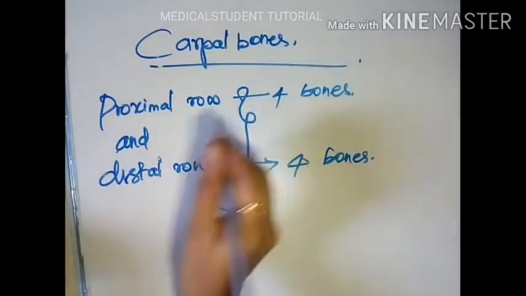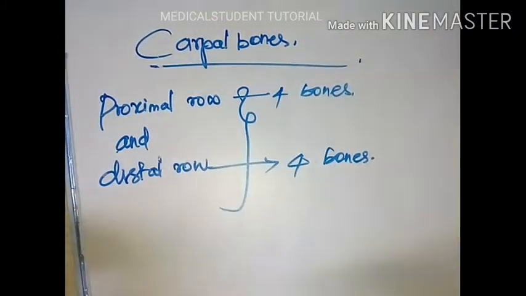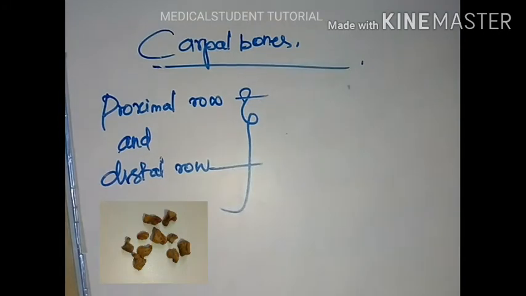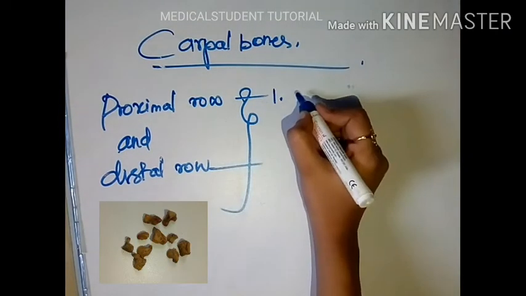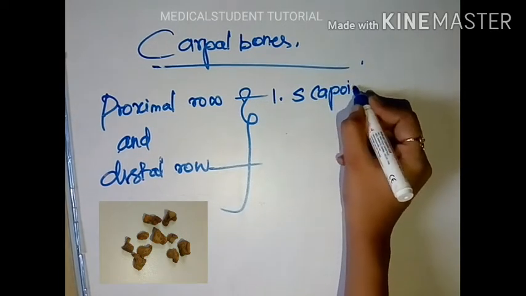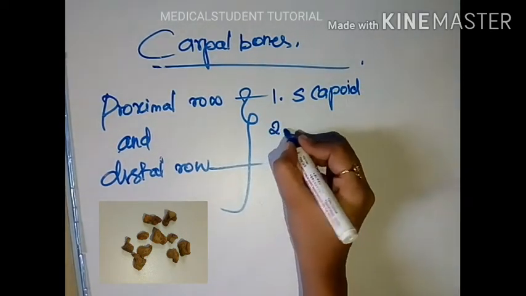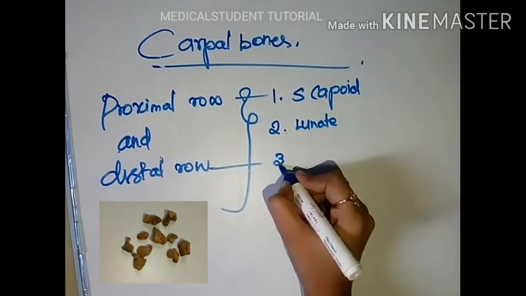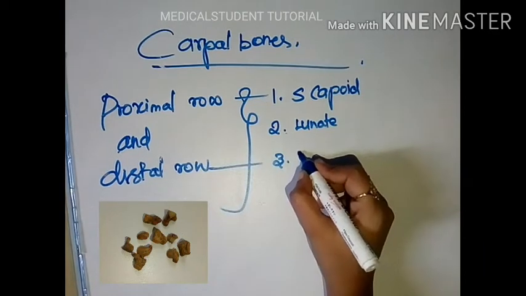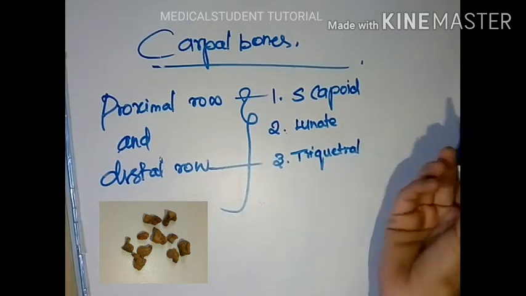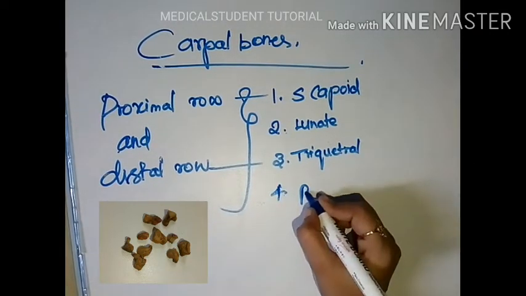This is the proximal row. In the proximal row we have 4 bones. What are they? First one is scaphoid. Second one is the lunate. Third one is triquetral. And the fourth one is pisiform.